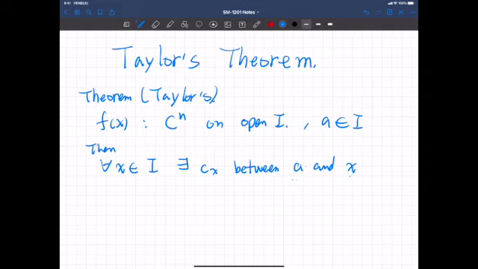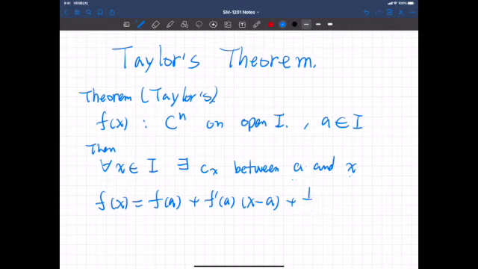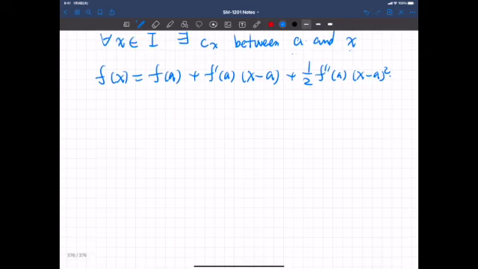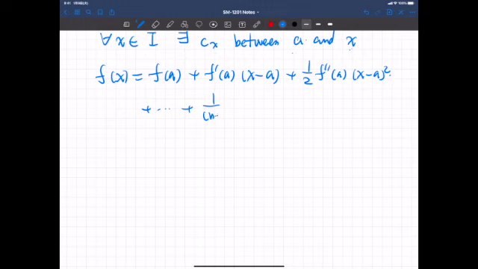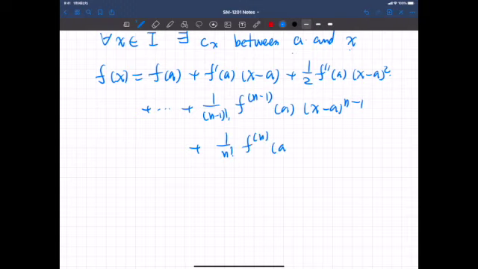Okay, so such that f of x is equal to f of a plus f prime of a times x minus a plus 1 over 2 f double prime of a times x minus a squared plus and so on, up to 1 over n minus 1 factorial, the n minus 1th derivative at a, times x minus a to the power of n minus 1, plus 1 over n factorial, the nth order derivative evaluated at cx actually, times x minus a to the power of n.